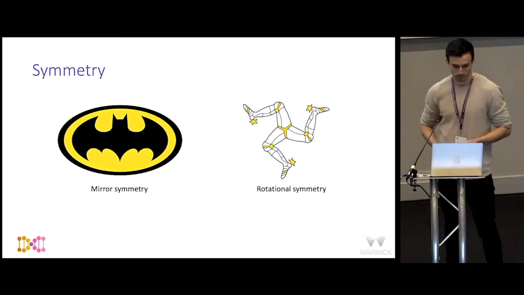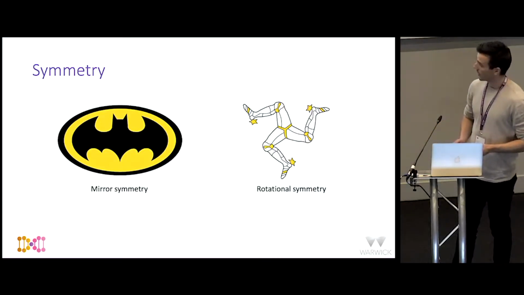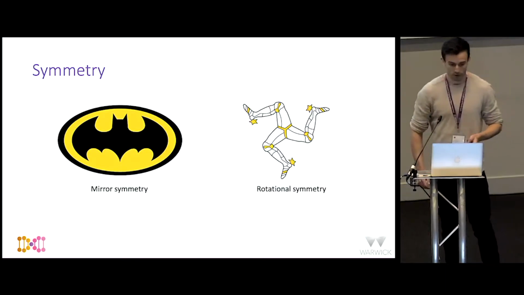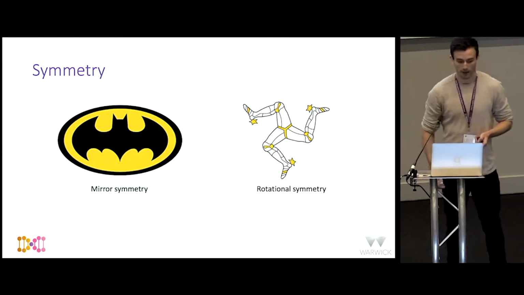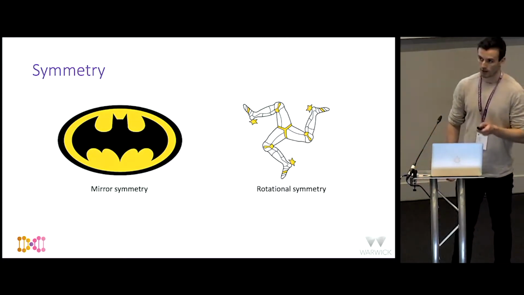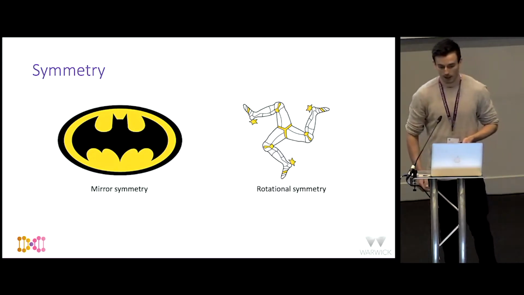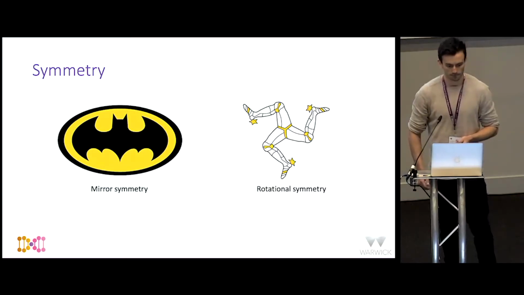Now, to dig into the idea of symmetry, we can see two objects here, which we may recognize. The Batman logo has a clear mirror symmetry with a vertical line of symmetry going down the middle, and then the object on the right-hand side displays rotational symmetry of order 3.